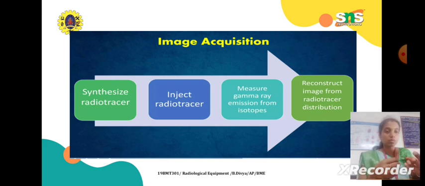Then measure gamma rays. Once it has been injected, the gamma rays will be produced in the body, and the affected part will be identified. After identifying it, the image is reconstructed by using image processing techniques, and a three-dimensional image is obtained. This is the process of PET, positron emission tomography. Thank you.